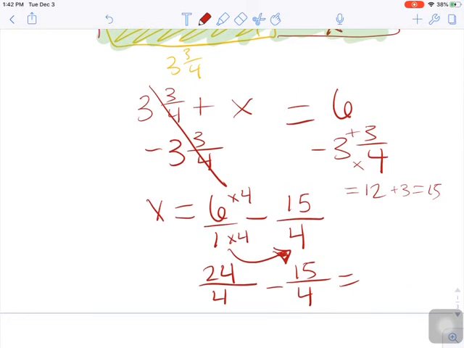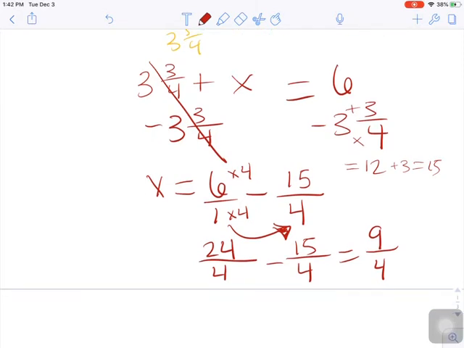Remember, the denominator always stays the same when you add or subtract. The only thing that changes is the numerator. So I'm going to do 24 minus 15, which is going to be 9. And now again, I'm not done. This is 9 over 4. I have an improper fraction. I want to turn it back into a mixed number.